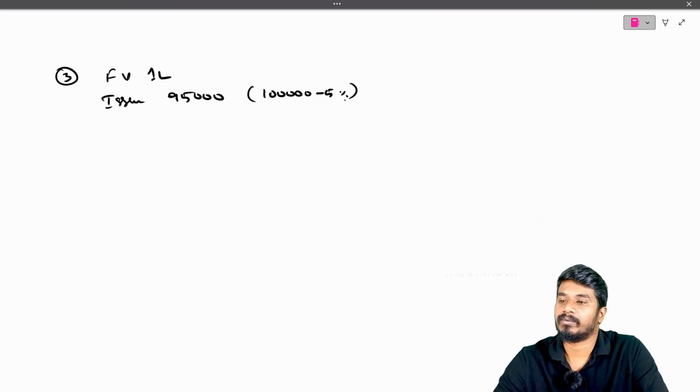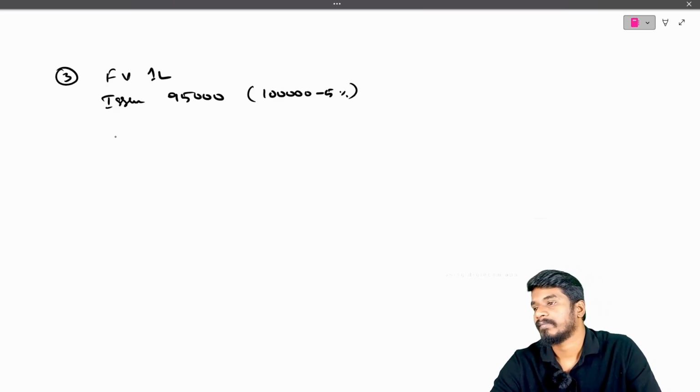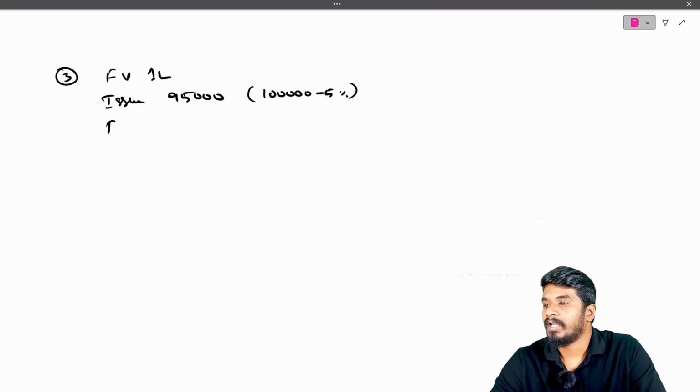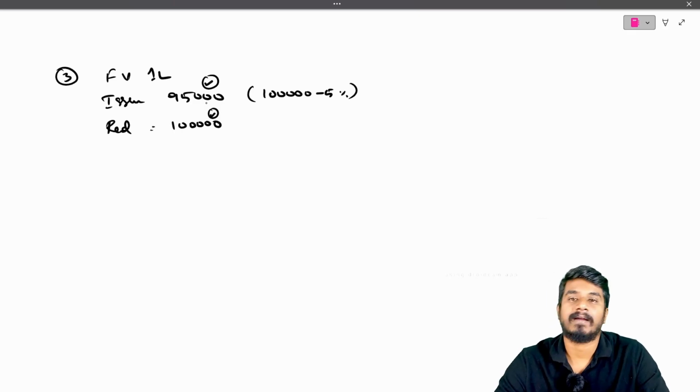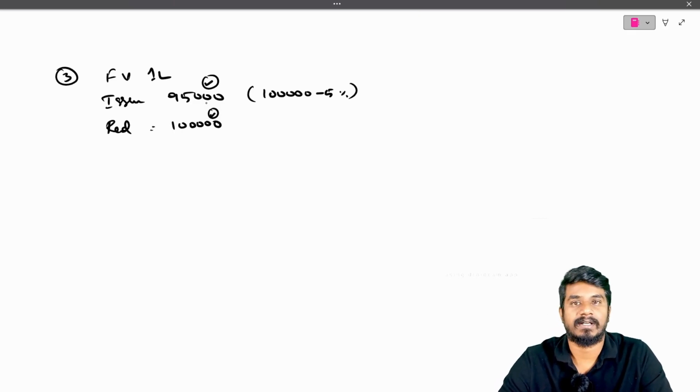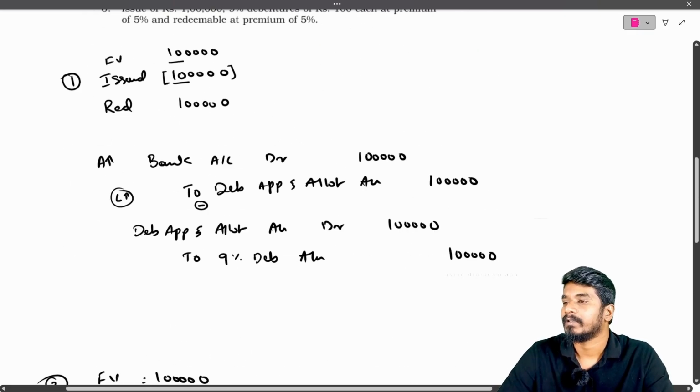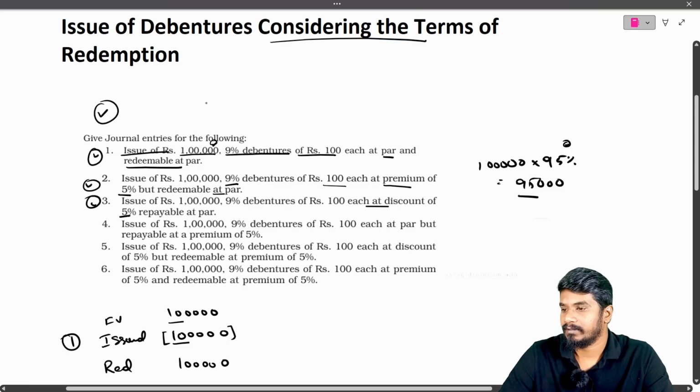Minus 5% if you do also, you'll get, right? Fine. And redeemable at par. So people will give us 95,000. We need to repay it back with 5,000 extra. That's it. 1 lakh rupees. Right. That's the question.